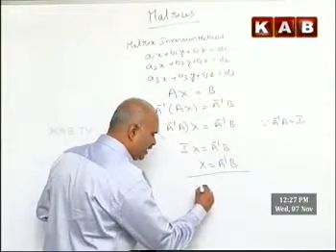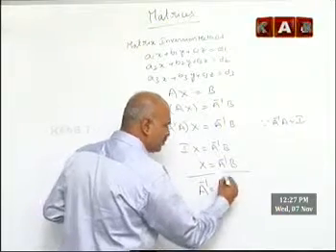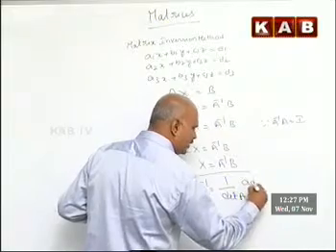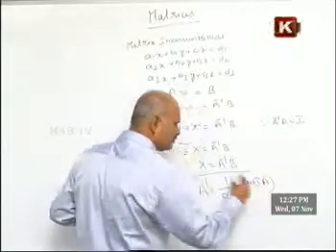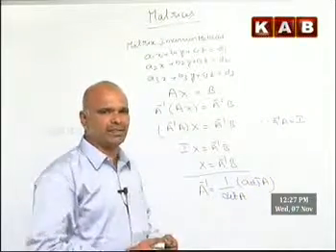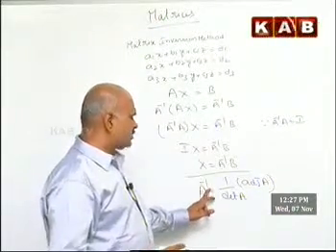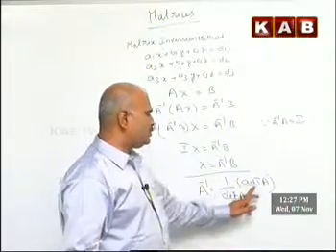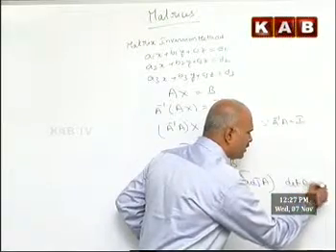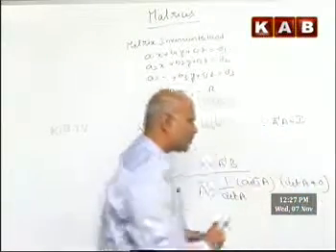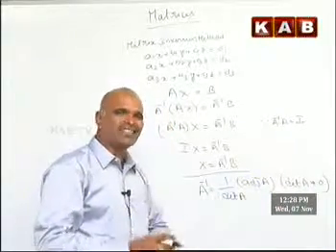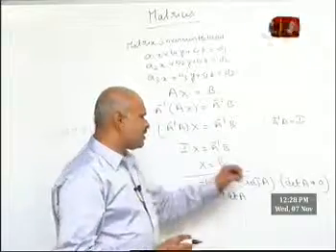We know that A inverse is equal to 1 by determinant A into adjoint of A. It's an important thing. Why? Because they may ask it as a 4 marks question also: find the inverse matrix. So that's why A inverse is equal to 1 by det A into adjoint of A, provided determinant A is not equal to 0. Under this condition only; if determinant A is equal to 0, we can't find the inverse. Inverse doesn't exist.